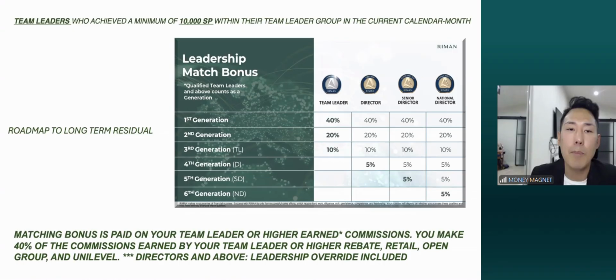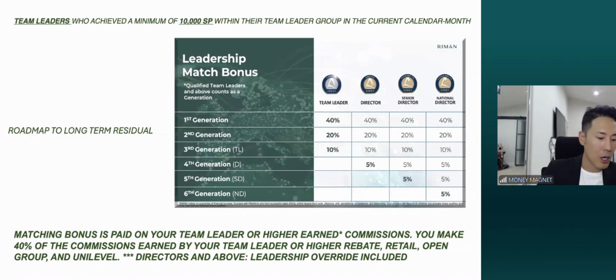Okay, so remember, you're getting paid leadership match from team leader on, and it's going to be team leaders who achieve the minimum of 10,000 SP qualifier within their team leader open group in that current calendar month. That's what's going to keep you qualified as an open group team leader, and that's what's going to unlock your matching bonus.